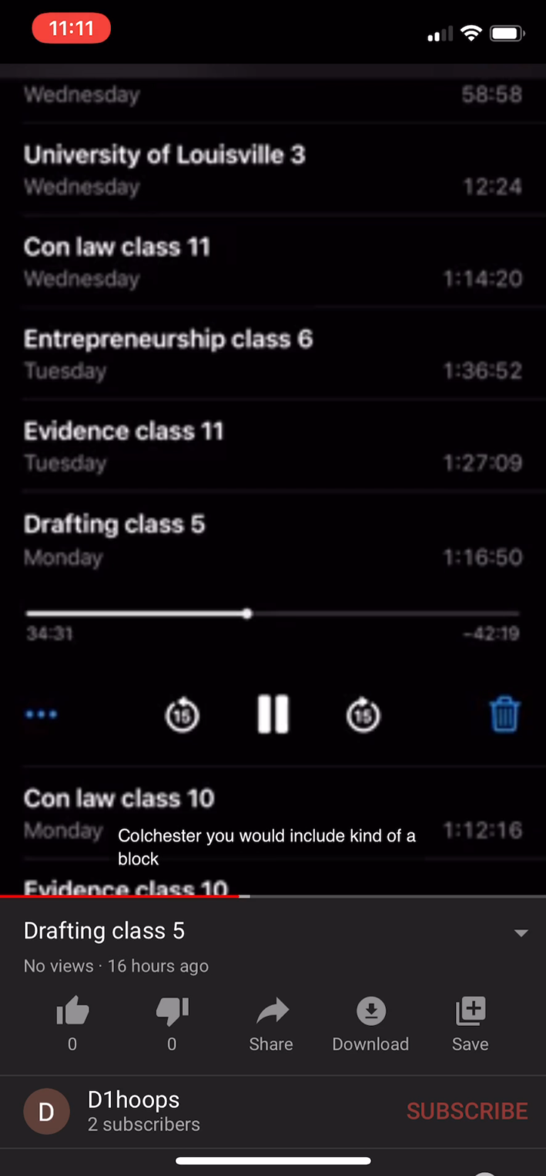You would include a block here that lists all of the things. I mean, it wouldn't actually be a block. It would list the address, the bar number, the name of the attorney, all of the things that are contemplated by the local rule. And of course, the signature block would actually have a line where it would be signed.